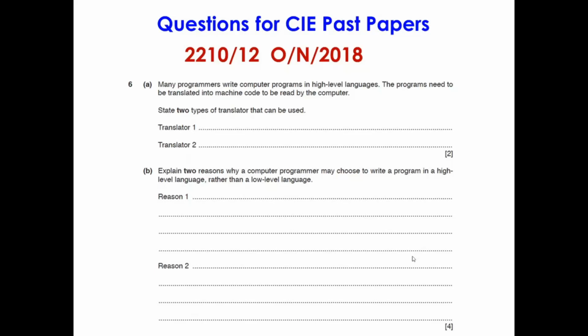Okay, part B. Explain two reasons why a computer programmer may choose to write a program in a high-level language rather than a low-level language. Why do you need to write the program in a high-level language? You have to give two reasons. So for each reason you have 2 marks. Let's see the answers.